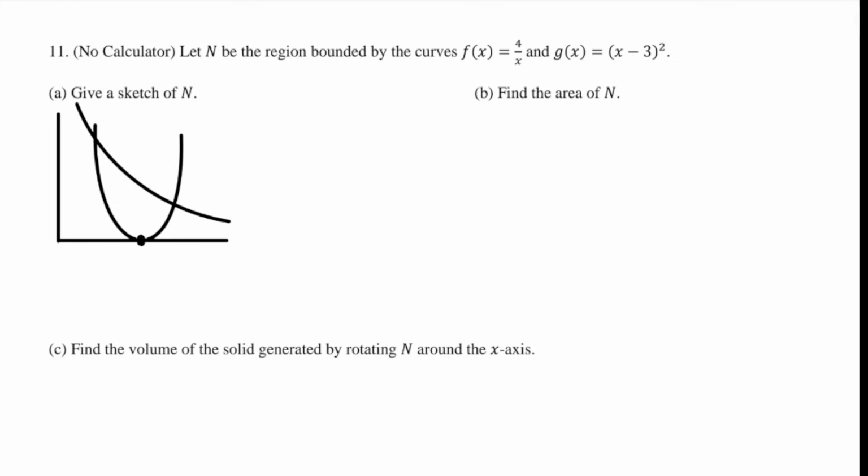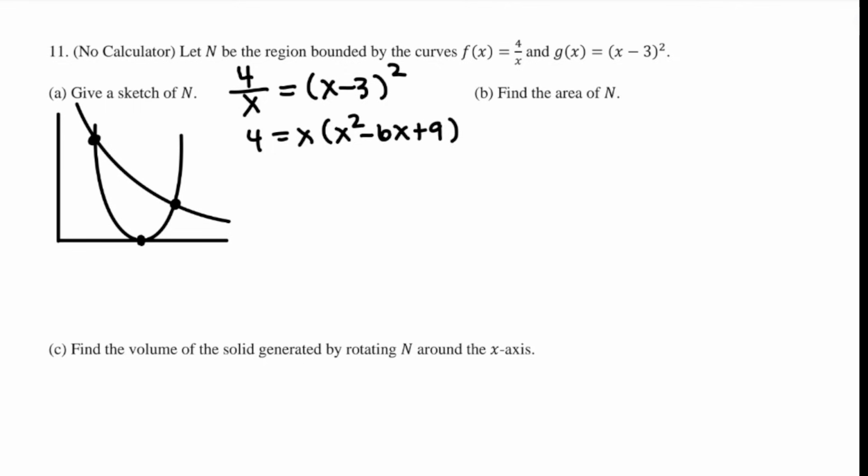So that's my sketch. Find the area of region N. Okay, well, I can pretty clearly see it's going to be a top minus bottom from two intersection points. So I need to do some algebra and see where these things are equaling each other. Huh. No calculator, huh?